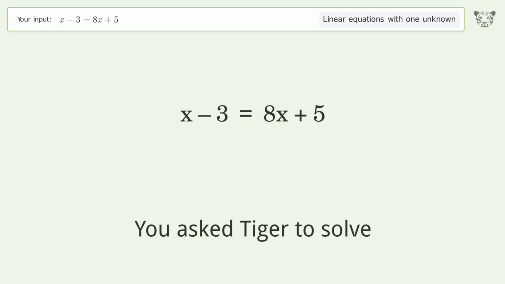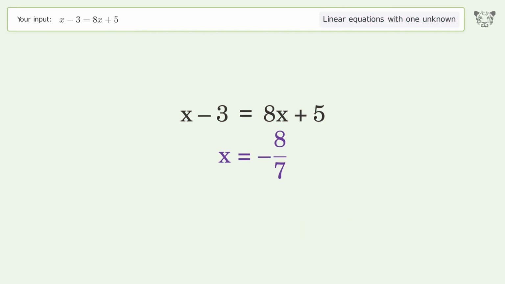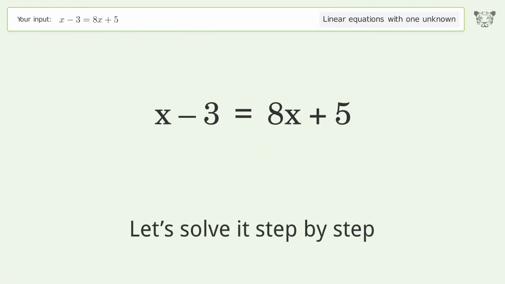You ask Tiger to solve. This deals with linear equations with one unknown. The final result is x equals -8/7. Let's solve it step by step.